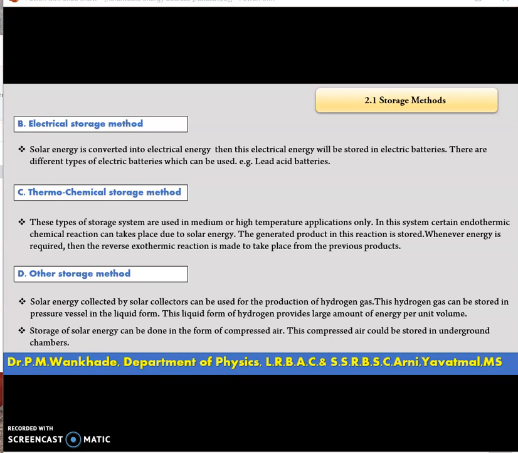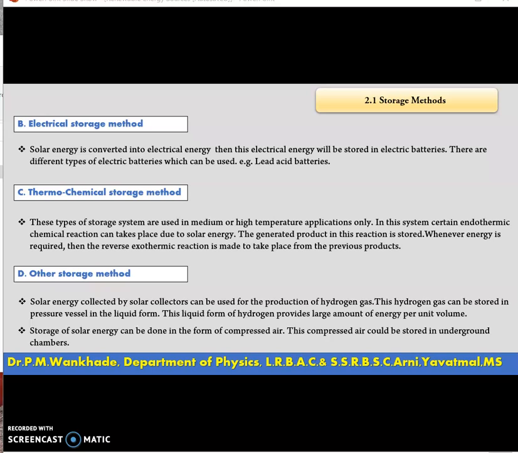In electrical storage method, solar energy is converted into electrical energy. Then electrical energy will be stored in electric batteries. A battery is an electrochemical device that stores chemical energy in internal components and releases energy as electricity, which is generated through electrochemical reactions. Batteries are reversible, that is, can be charged and discharged, and the parameters of these processes are regulated to avoid damage by overcharging or over discharging.